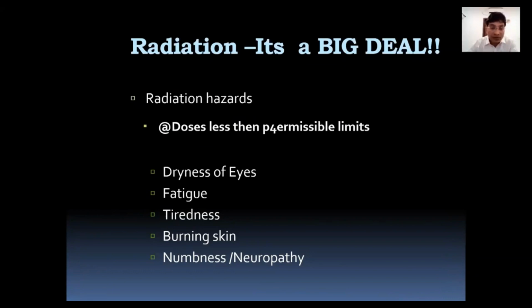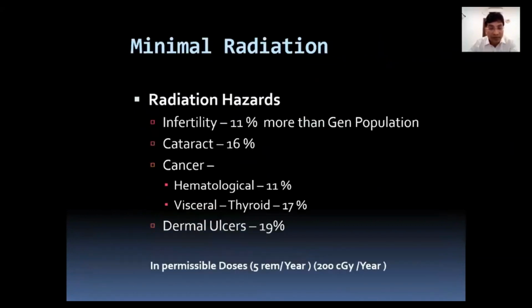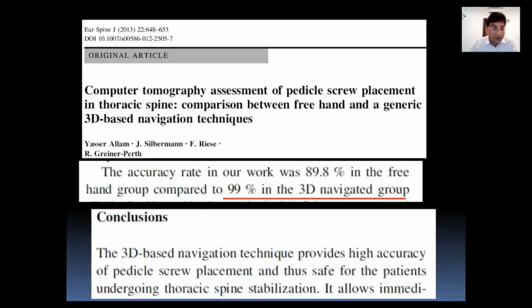Radiation hazards, as we know, are dryness of eyes, fatigue, tiredness, burning of skin, numbness, neuropathy. And in advanced cases, we have even seen cases of infertility, cataract, cancer reported in the literature. That's why we must take care of our own safety. And the biggest advantage of this O-arm based navigation is zero radiation to the surgeon as he's standing outside the operation room during the surgery.